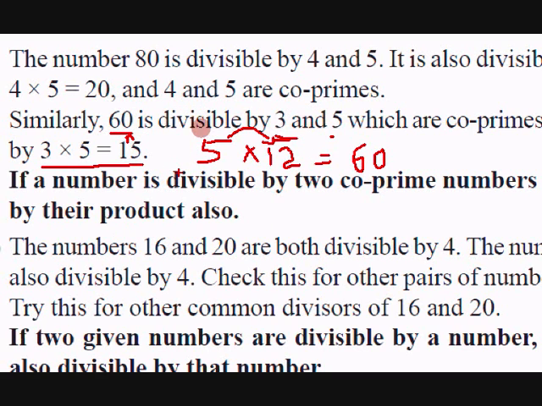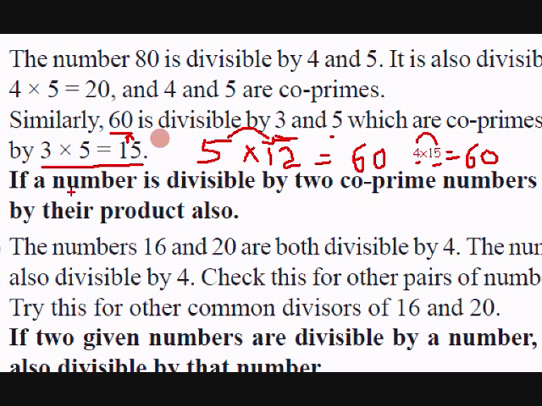Their product is also a divisor. But 4 into 15 is 60, right? You take the number 4 multiplied by 15, that is also a product, right? But these two are also co-prime. There is nothing in common. So the product is also a divisor of the number.